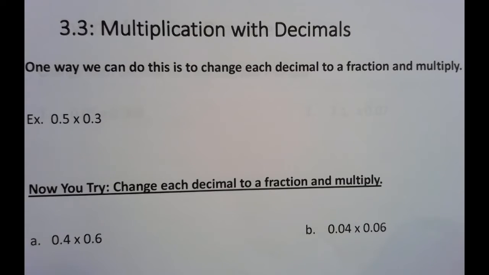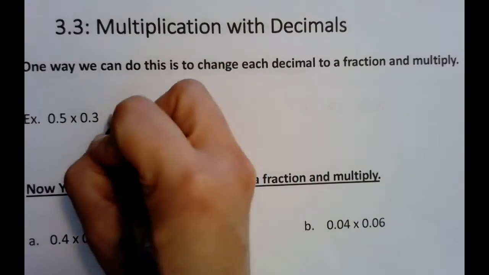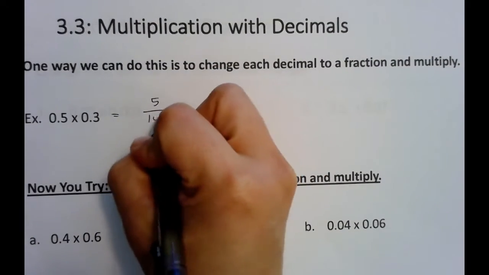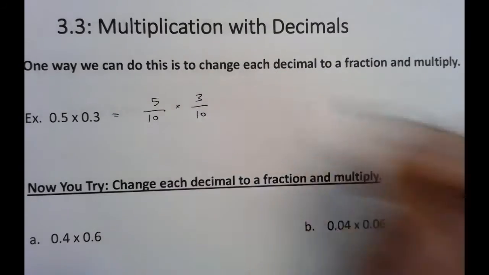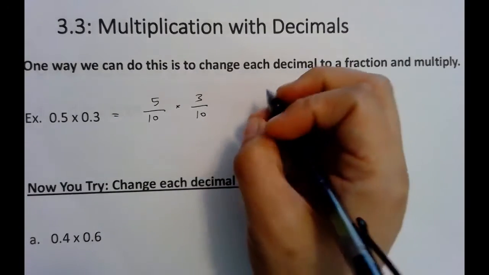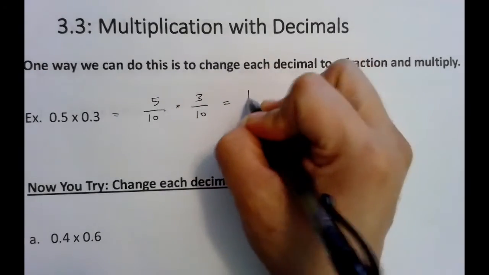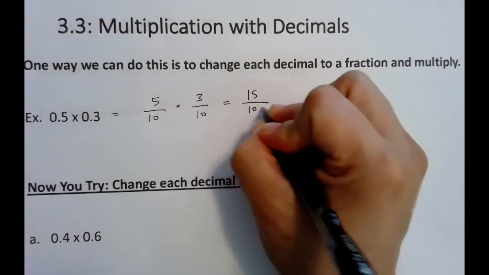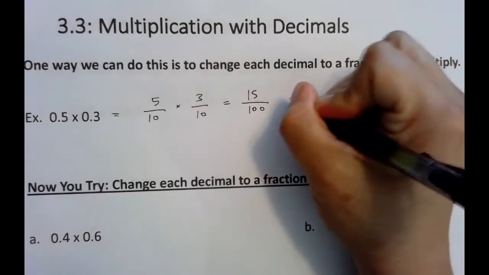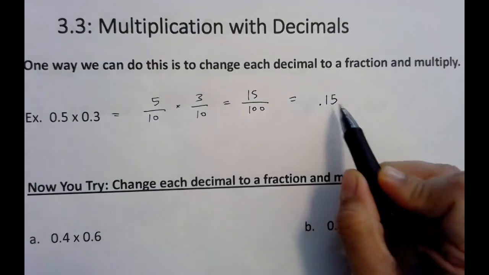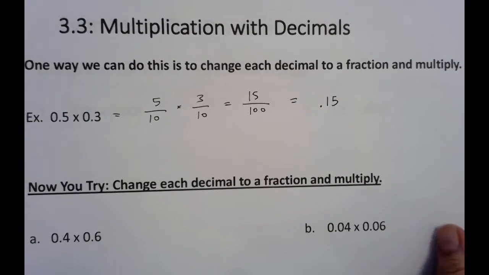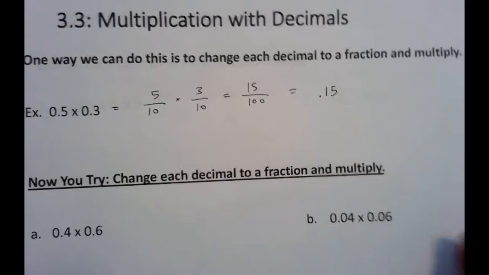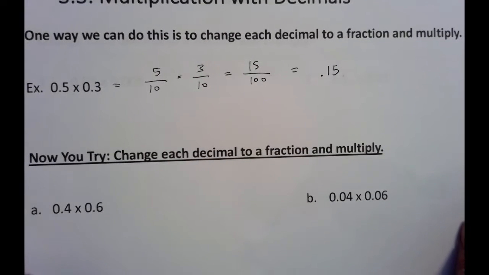One method to multiply decimals is to change each decimal to a fraction, and then we can multiply. So see here we have 5/10 times 3/10. If you write them as fractions and multiply across, you get 15 in the numerator, and 10 times 10 is 100 in the denominator, which is just 15 hundredths.